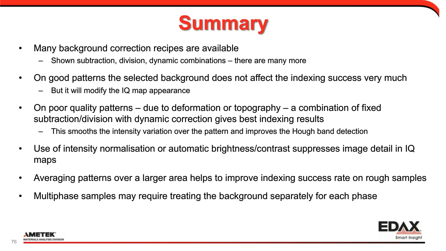It smooths the intensity gradient over the whole area and gives the Hough transform a better chance of finding the bands. And of course, I can also use things like intensity normalization or automatic brightness and contrast to really make it pop out. Averaging patterns over a large area helps improve indexing success rates on rough samples. But multi-phase samples may require treating the background separately for each phase, which you can now do pretty darn well inside OIM Analysis 8.